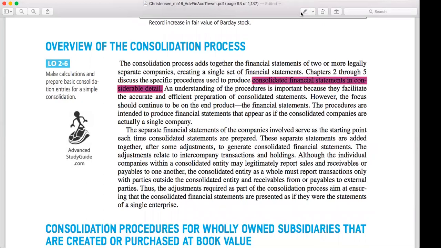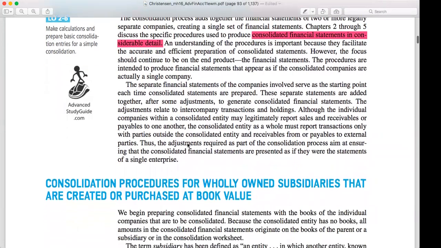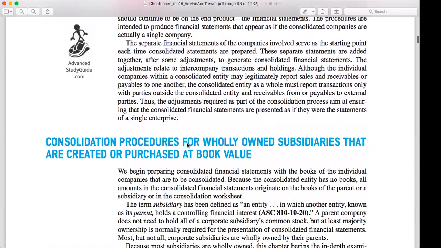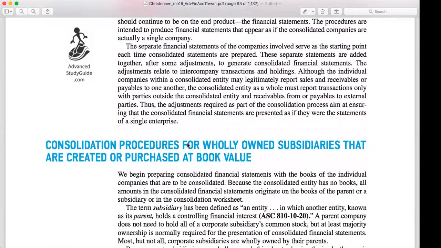So the procedure. The focus: the separate financial statements of the companies will be involved as the starting point each time consolidated statements are prepared. Okay, and then the separate statements are added together and there are some adjustments, and then they generate the consolidated financial statement.